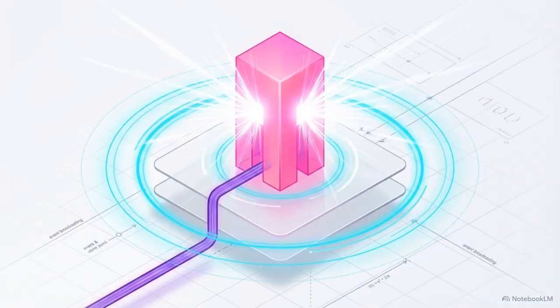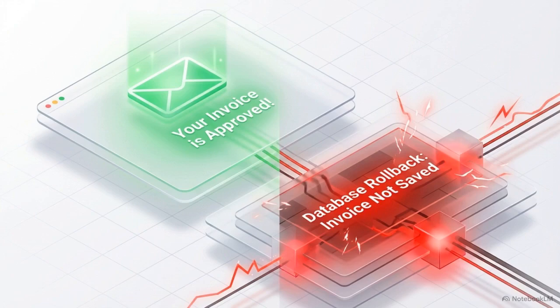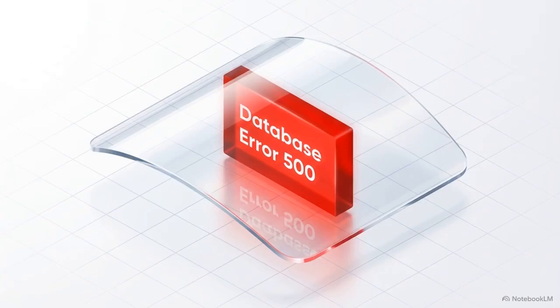When a significant business state changes, entities make formal announcements called domain events. Broadcasting an event immediately is dangerous. If you trigger an email saying an invoice was approved, but the database transaction subsequently fails and rolls back, your system has lied to the user.